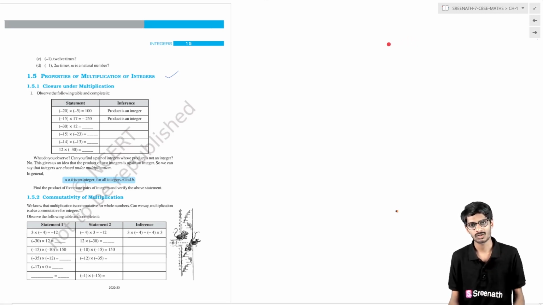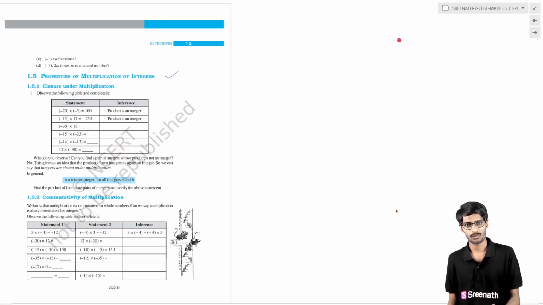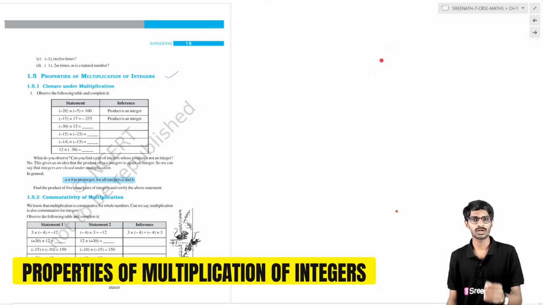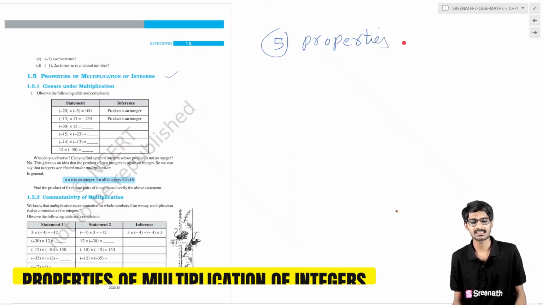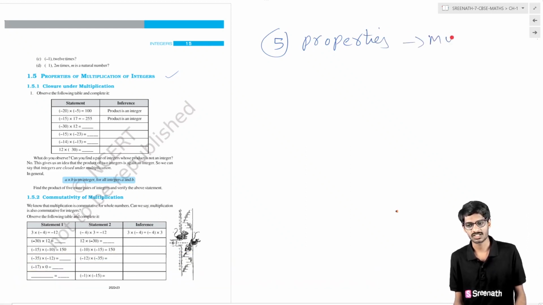Finally, we have concluded that if the number of negative integers in a product is even, then the result is a positive integer. If the number of negative integers in a product is odd, then the result is a negative integer. This is the conclusion we have reached in the fourth topic. Now we are going to discuss the fifth topic. The fifth topic is properties of integers under multiplication.